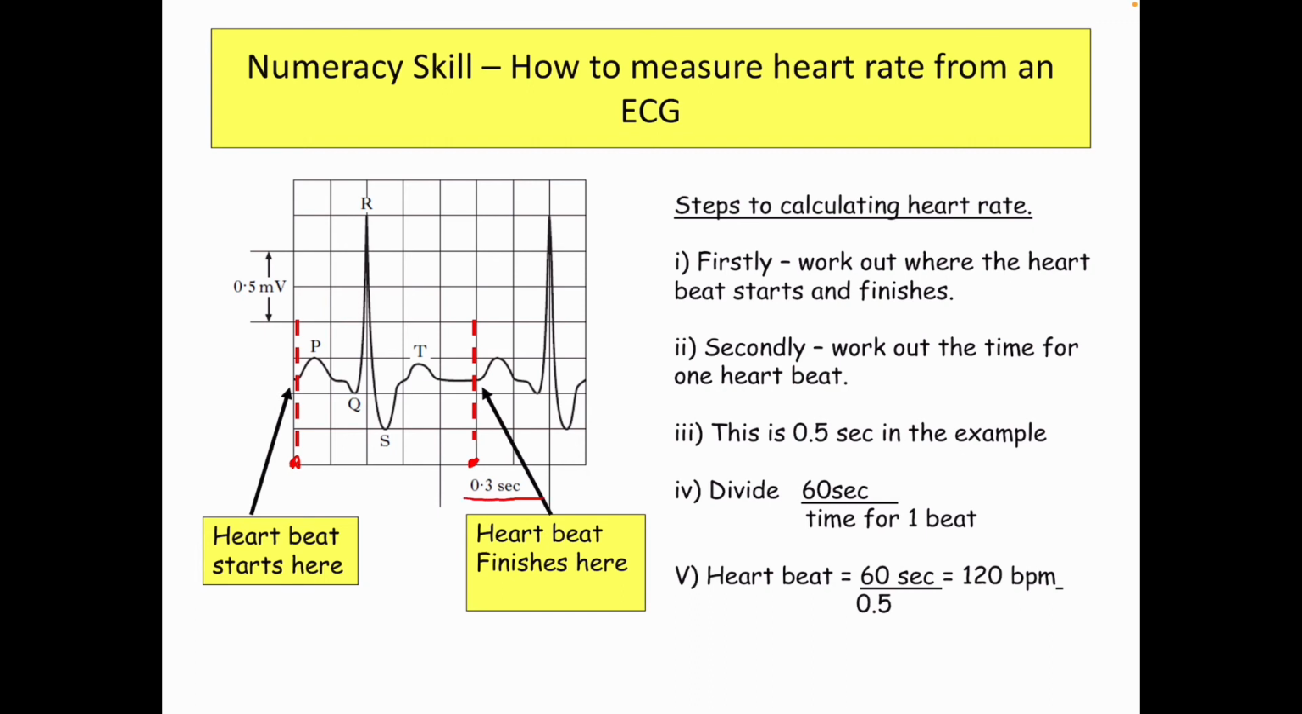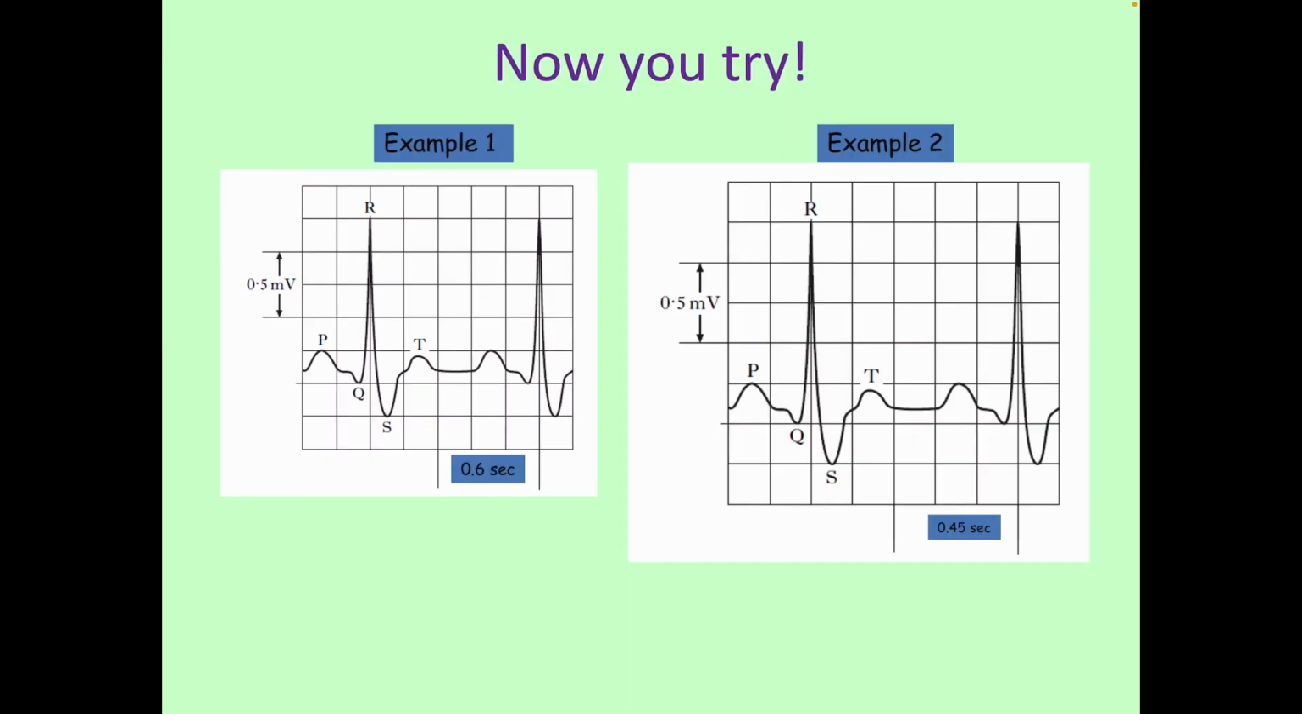The scale tells us that each box is worth 0.1 seconds. So for this one, we just need to count along. It's 1, 2, 3, 4, 5 boxes. So one cardiac cycle is 0.5 seconds in this example. So 60 divided by 0.5 gives us 120 beats per minute. That is the heart rate.